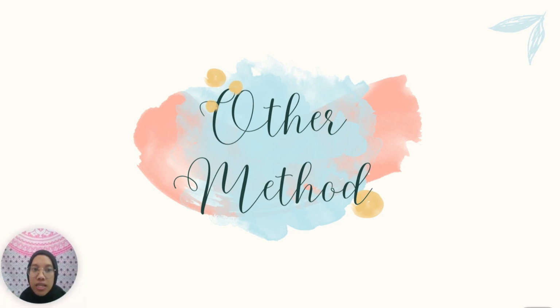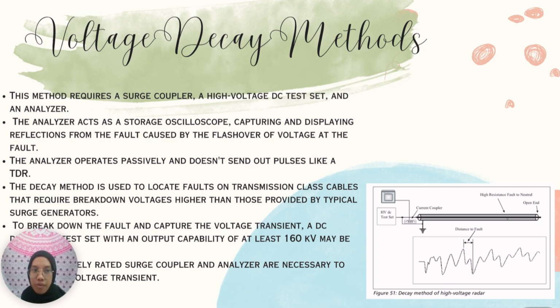Next, we move to other methods. Our group is voltage decay methods. This method requires a surge coupler, a high voltage DC test set, and the analyzer. The analyzer acts as a storage oscilloscope, capturing and displaying reflections from the fault caused by the flashover of voltage at the fault. The analyzer operates passively and doesn't send out pulses like TDR methods.